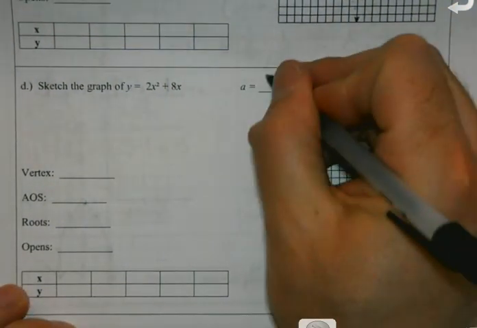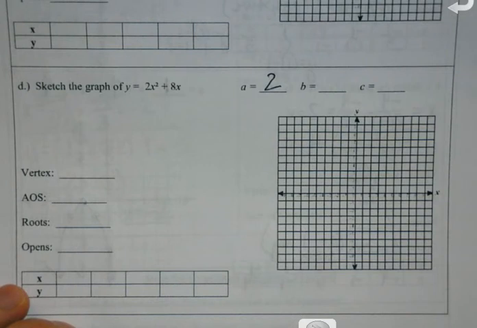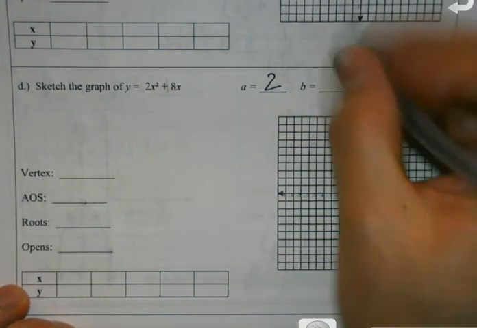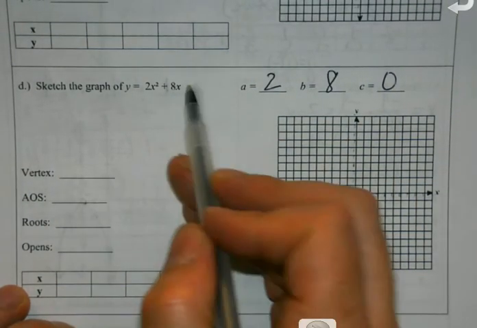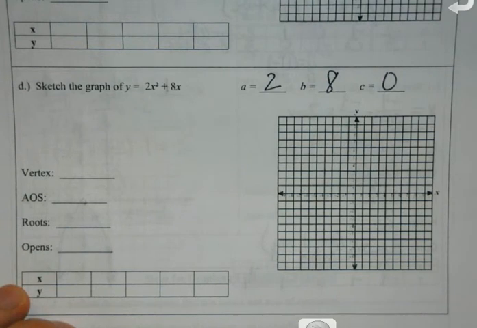Okay, my A value is 2. B? Nope, 8. My C ends up being 0 because I still have an X value there. So that's why my 8's going to be my B, but I don't have just a plain old number on the end. That's why my C ends up being 0.